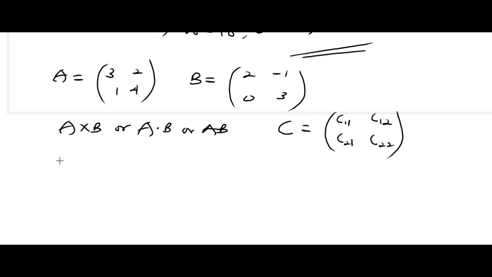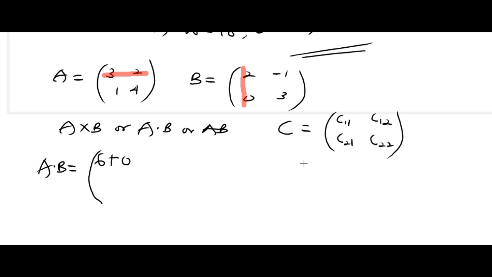Now, what does this connote? AB will be equal to C, and C11 means first row, first column. So we are going to pick the first row here, and the first column here. That's the first thing we are going to pick. So that will be 3 times 2, we have 6, plus 2 times 0, we have 0. So we are done with C11.